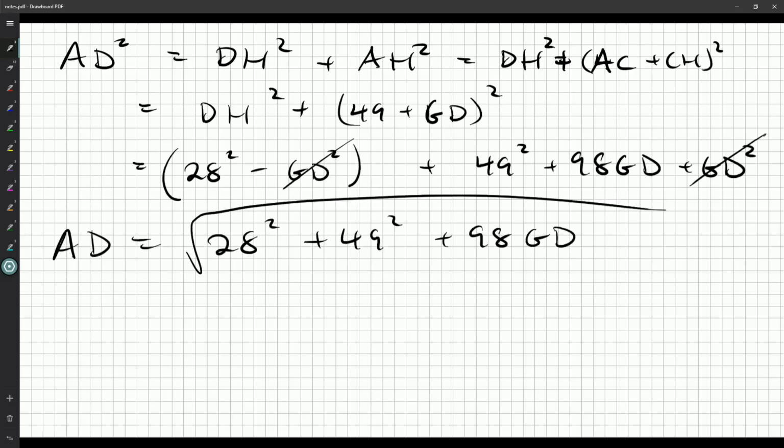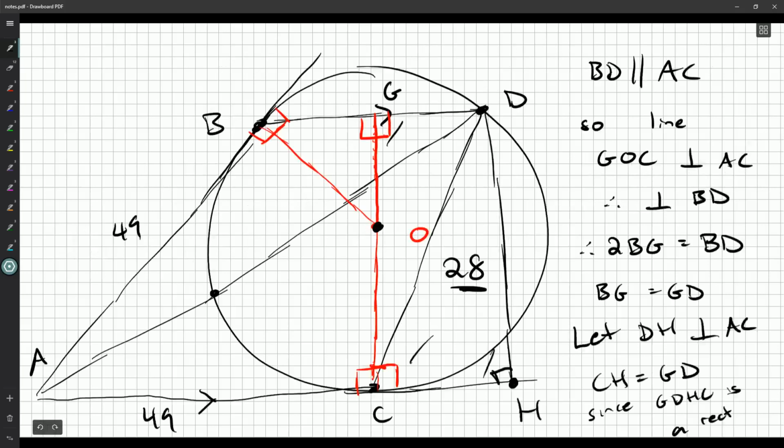Okay. So that's interesting. I actually have an equation for AD. The question is now, can I figure out GD or BD or BG or anything like that? So I'm using the 28, I'm using the 49. I've used the parallel, so I've used everything that I've been told in the question at least once. But now the question is, where can we go from there?